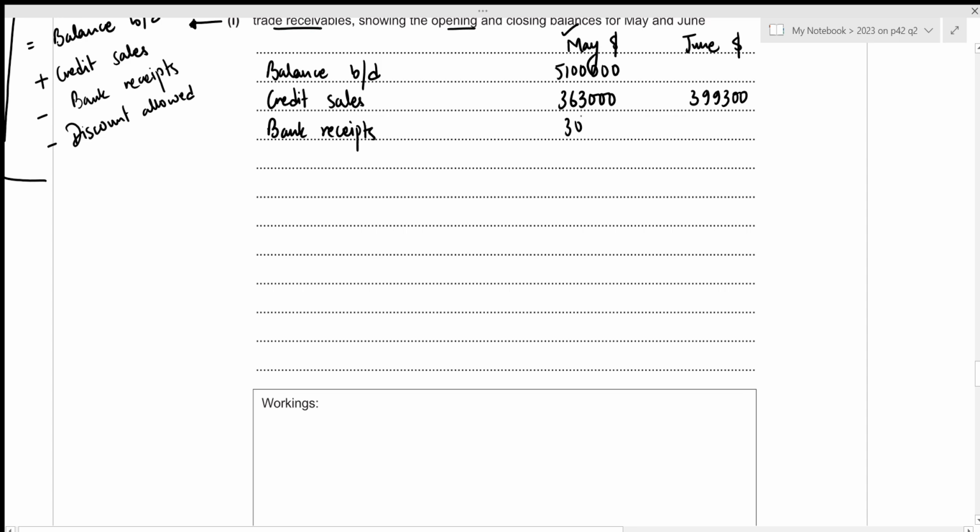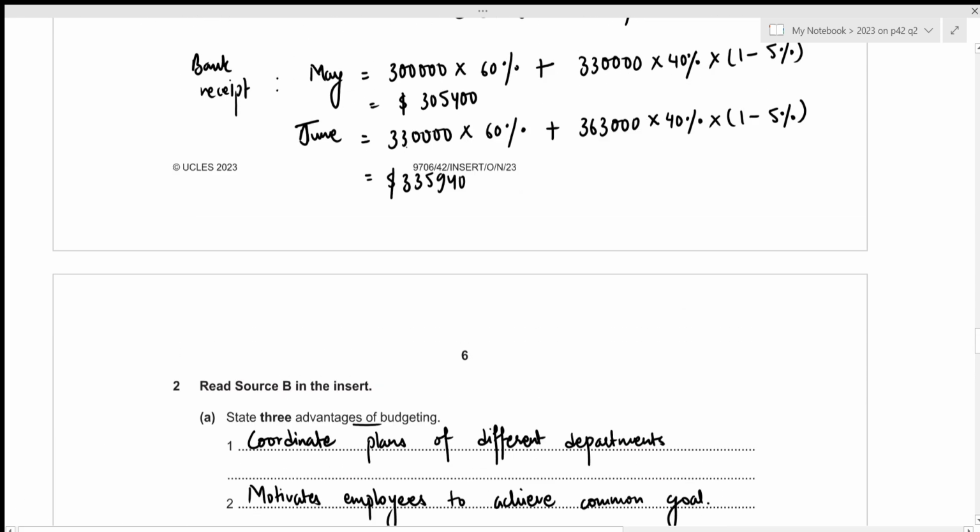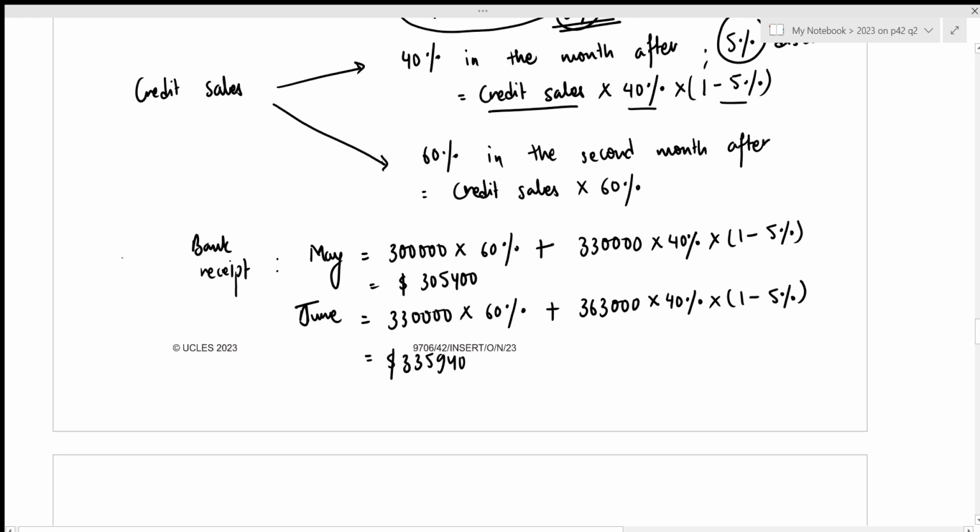Let's write it down. For May, that's 305,400, which we need to subtract. And for June, that's 335,940. Then we need to include the discount allowed.